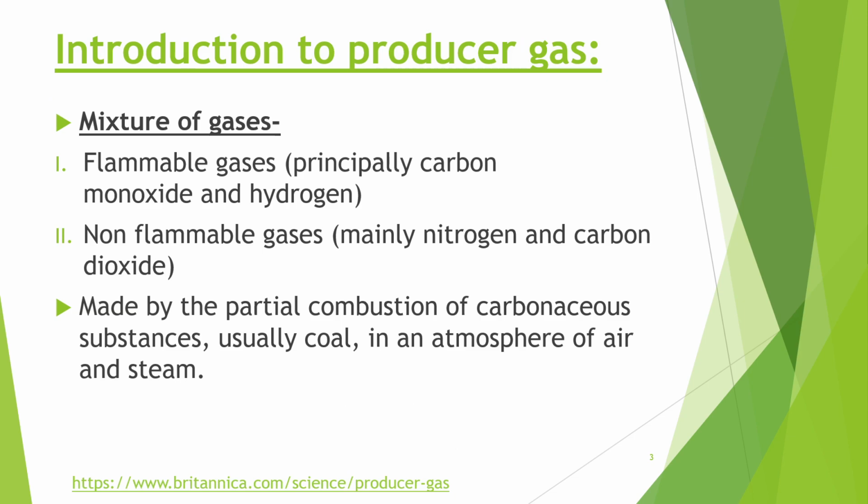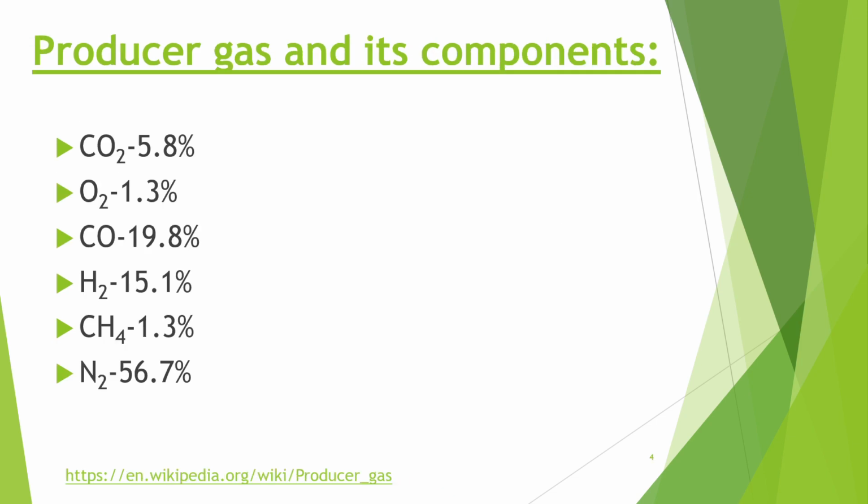Now let's see what is producer gas. It is nothing, just a mixture of flammable and non-flammable gases. Here it is made by partial combustion, that is not a complete combustion, of carbon containing substances, usually coal or biomass. We will be concentrating more on biomass as we are talking of renewable energy sources, in the presence of air and steam.